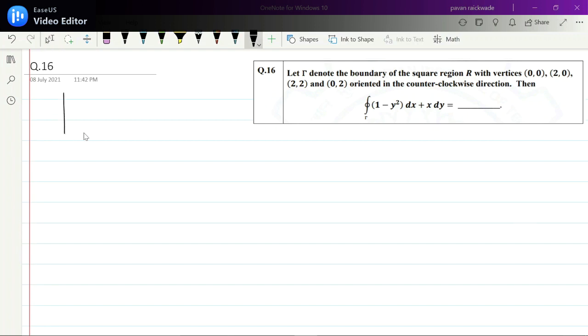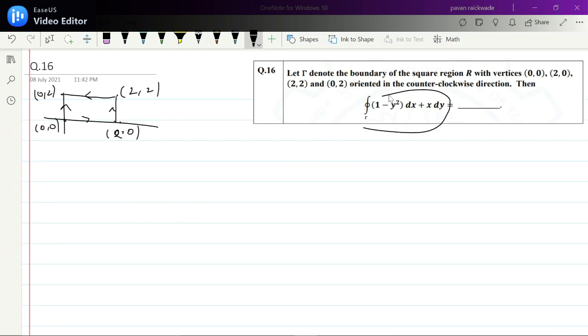boundary gamma. What is it? It is just this point (0,0), this square, (2,0), (2,2). Okay, this is not well shaped, but okay, (0,2). This is the square in the anti-clockwise direction. This is our boundary gamma, and we have to find this integral.